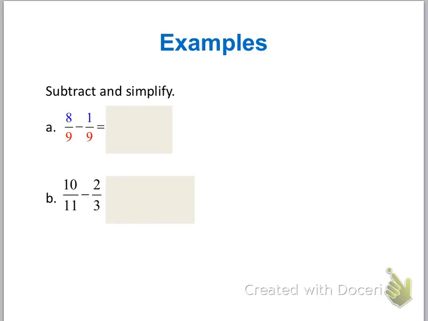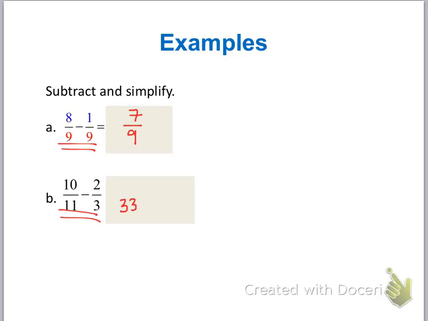Let's look at some subtraction. Subtraction's the same as addition, except we have to subtract. So again, we need a common denominator. Here we have one. 8 minus 1 is 7. Keep the denominator. Here we do not have a common denominator. So again, I need to find a least common multiple.